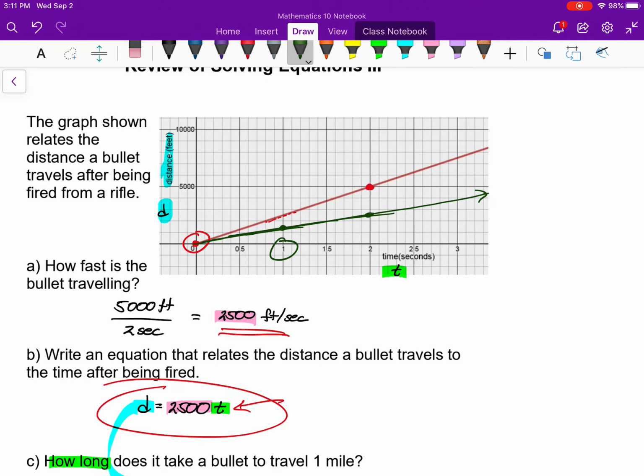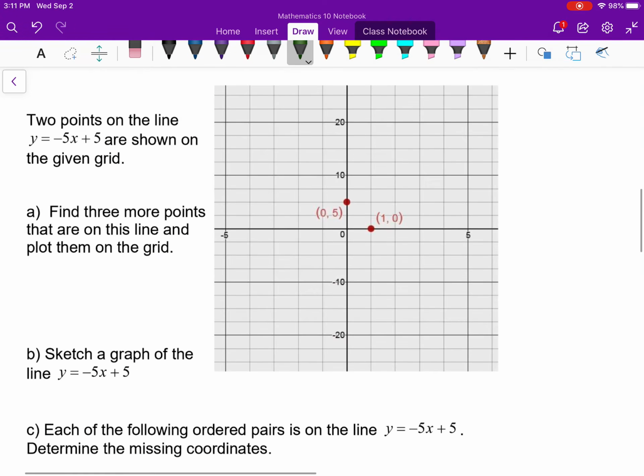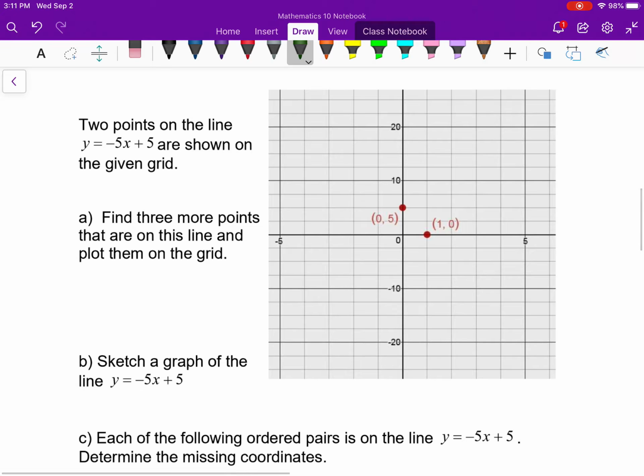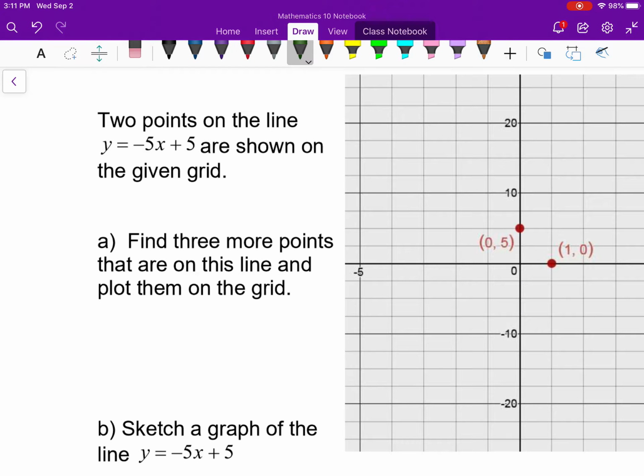All right. Last question, I think. Yep. OK, so here. This graph here doesn't relate to anything. It's not an applied problem. It's a graph with 2 points, 0,5 and 1,0. Okay? And I'm telling you these are both points on the line y equals negative 5x plus 5. x represents points on the x-axis, the horizontal axis, y is on the y-axis. All right, so the first question is find 3 more points that are on this line.